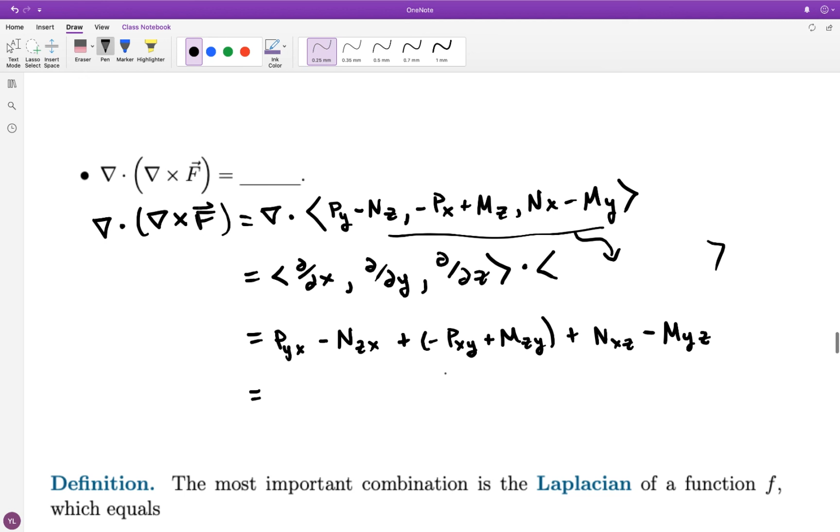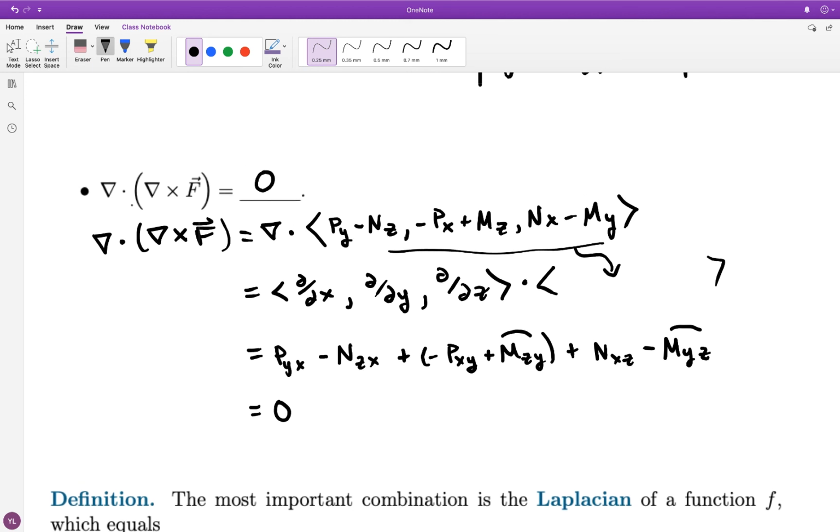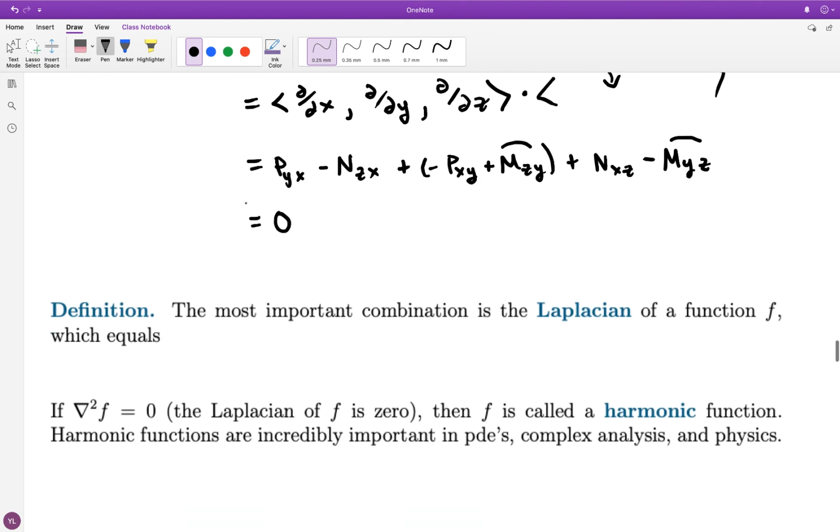and as before, if my component functions have continuous second partial derivatives, then things cancel. So for example, M sub zy is the same thing as M sub yz, so these two terms cancel. And same with the P's and the N's, so I just get a big fat 0. Here, 0 is a scalar quantity, not a vector quantity. I'm asking about a divergence. What's the divergence of the curl of a vector field? It's 0.